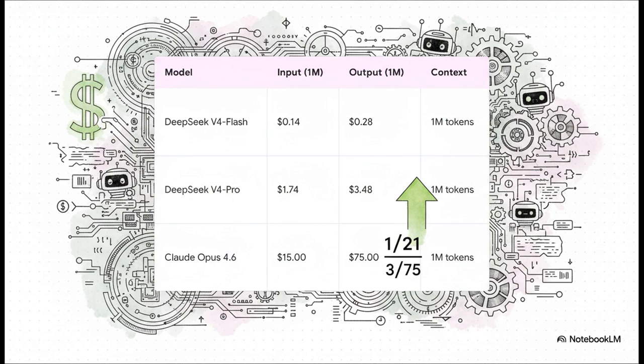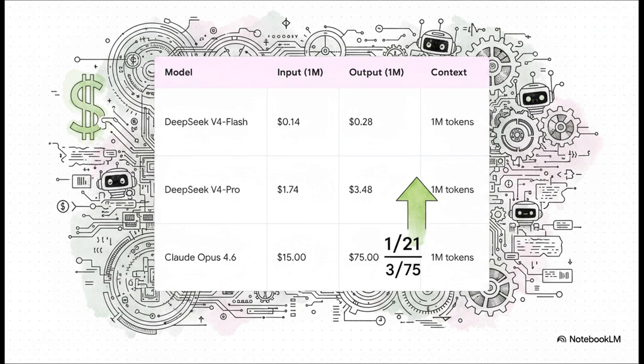Now, what's really interesting about this data is the sheer scale of the gap between these models. Take a look at the output costs. Claude Opus 4.6 sits at $75 per million output tokens. DeepSeek V4 Pro, their flagship model, sits at just $3.48. That is a massive fraction of the proprietary model's costs.